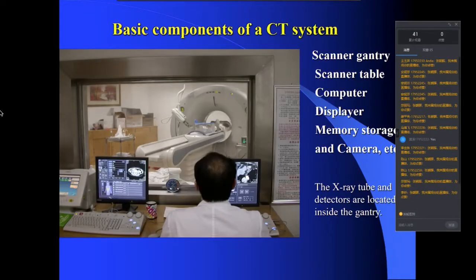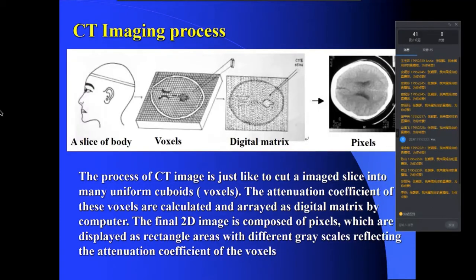And the basic components of a CT system include the scanner gantry, scanner table, computer, display, and the memory storage and camera. The X-ray tube and detectors are located inside this gantry. And during a CT scan, a series of cross-sectional images of the exam area are obtained.